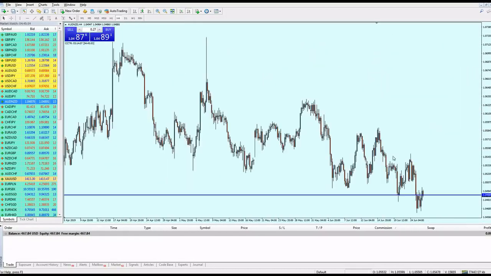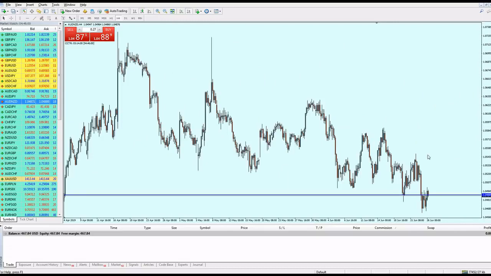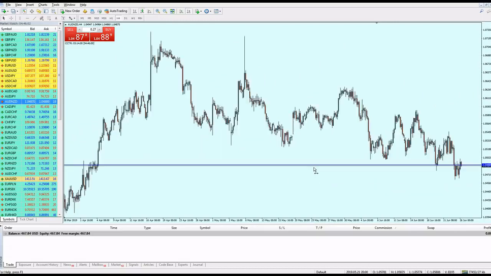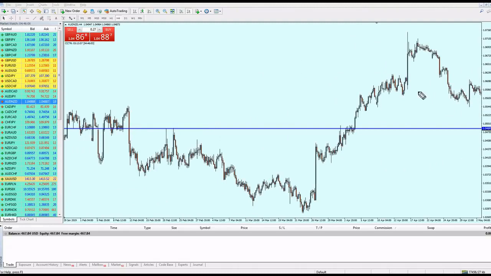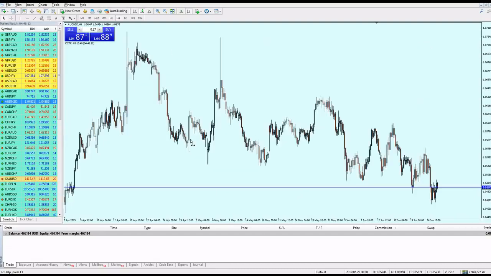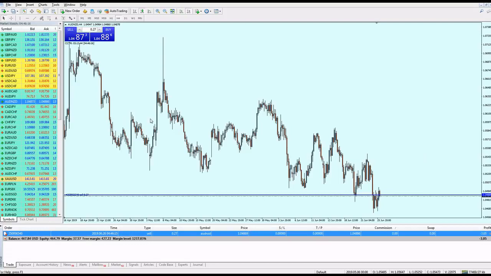By seeing that, we can see that the pair right now is exactly on the level of the previous resistance, and there is a red candle, and the pair is already reversing. If we go to the left, we can clearly see that this level was indeed a good resistance, and here as well. So meaning this will be a very good trade.